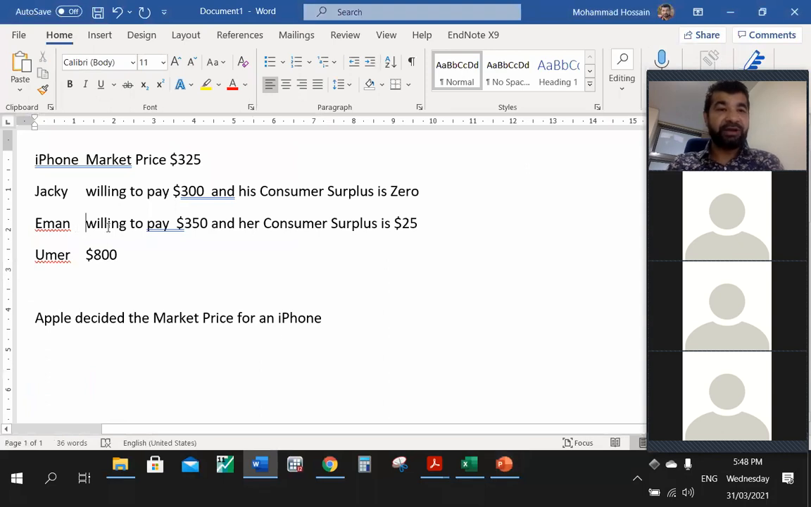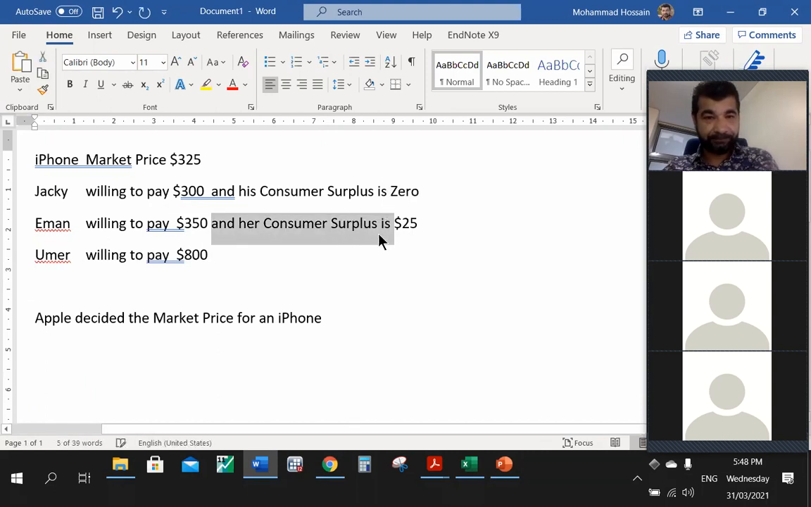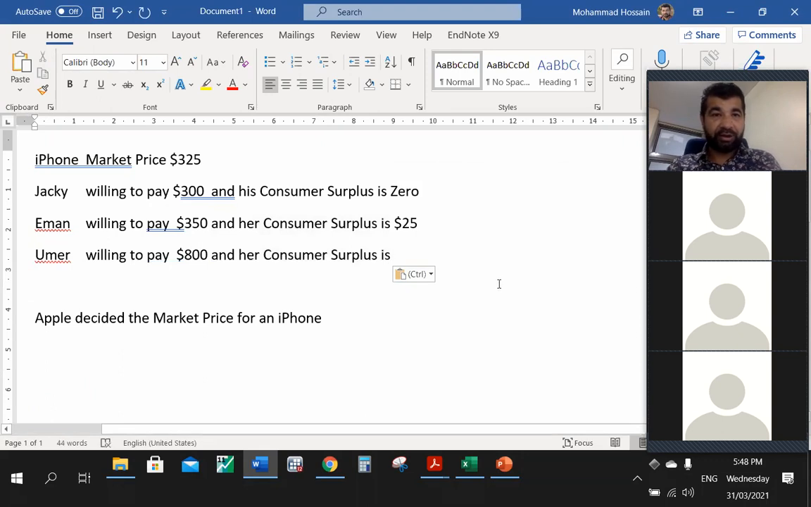Eman is willing to pay 350, and her consumer surplus is $25. Omar is willing to pay $800, and his consumer surplus is $475.